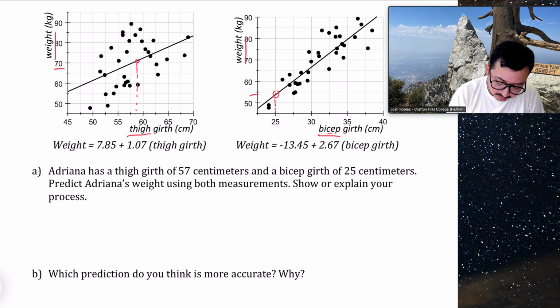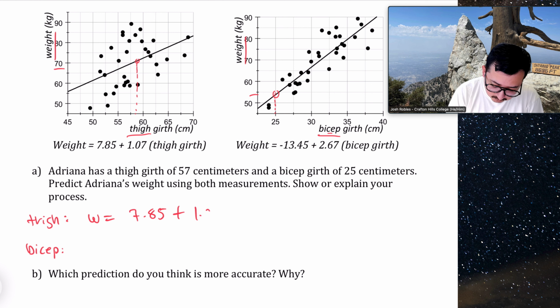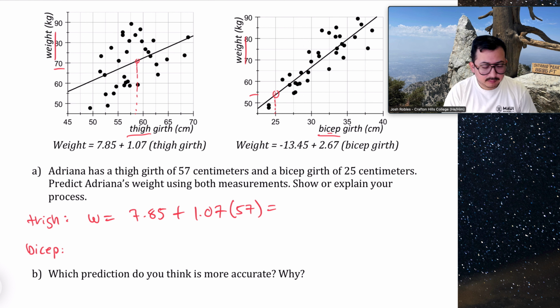So first though, we will predict both. So thigh and then bicep. So her weight is going to be 7.85 plus 1.07 times, so thigh one is first, and that's 57. Make sure to use an advanced calculator that does this all for you. You don't want to get order of operations wrong on this question. So have something you can type it all in at once, press enter. I'm getting 68.84. All of the data is rounded to 2 decimals, so I'm going to keep at least 2 decimals.